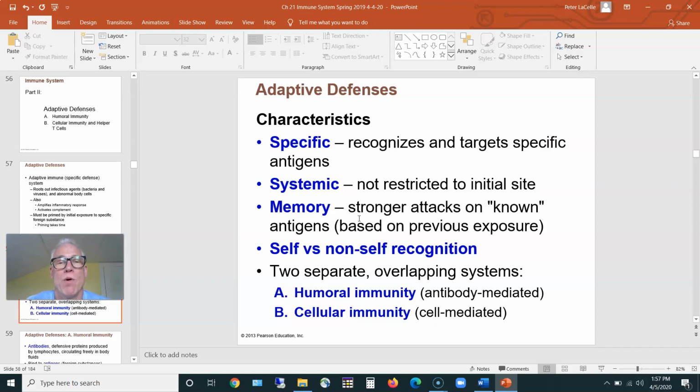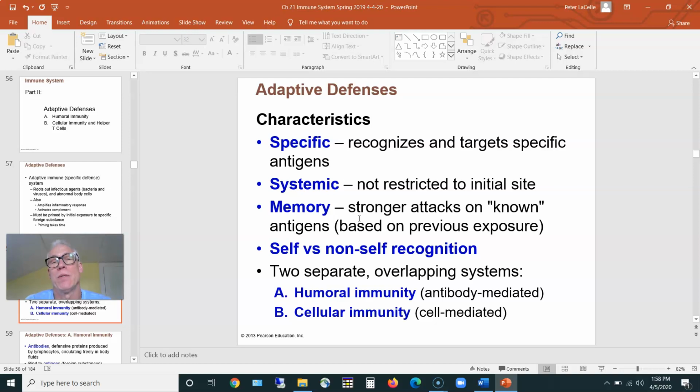Memory. This may be the most important thing. Once you've been exposed to an antigen, a foreign substance that comes into the body, and the adaptive immune system responds, then things are going to be different in the future. It's not going to be the same the next time that particular agent reappears on the scene. The adaptive immune system will do something very differently. Once it's known, that agent will be attacked much more aggressively.